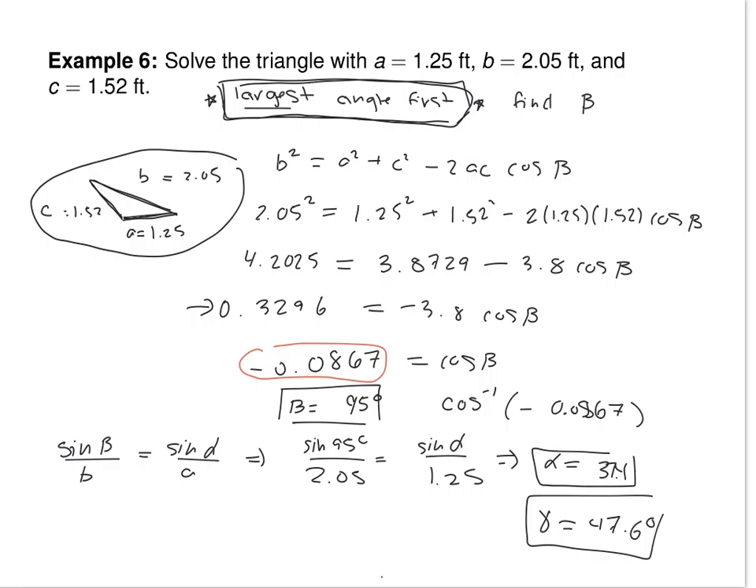What was gamma? 47.6. Basically, once you get this first angle, you have to revert back to using the law of sines, just like we did in the previous problems.